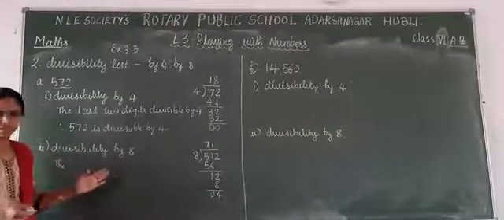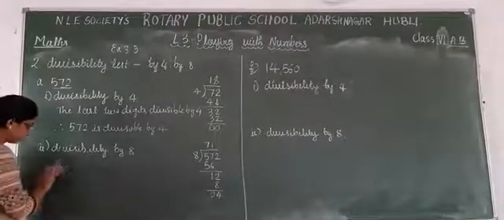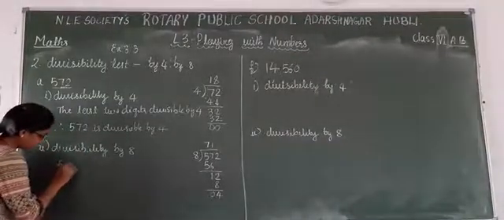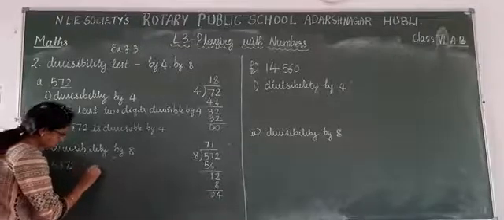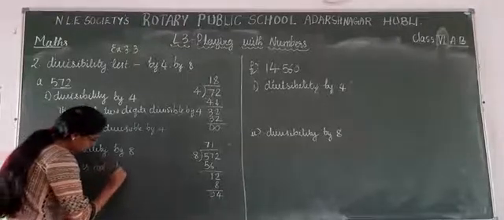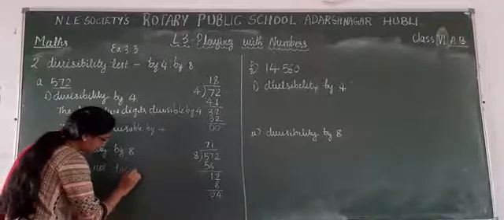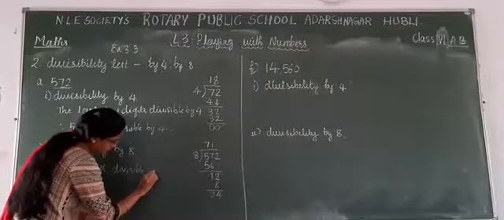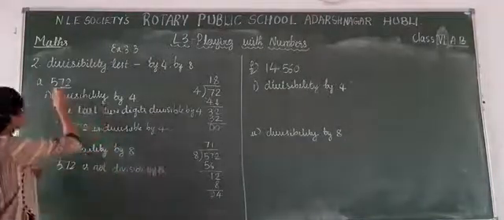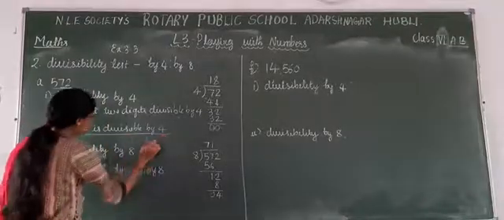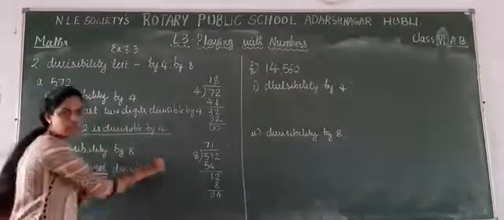It has only 3 digits, no need to write. 572 is not divisible by 8. So 572 is divisible by 4 but not divisible by 8.